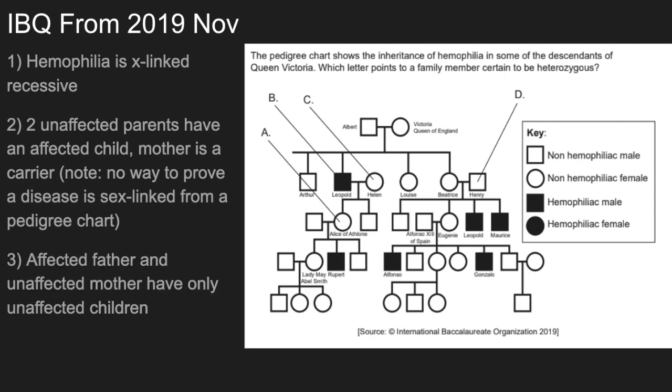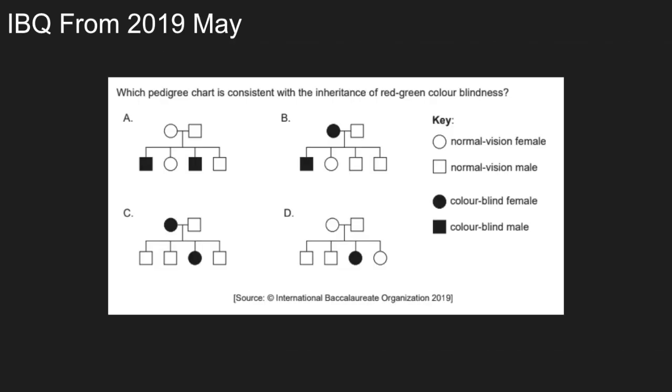From there on out, you can apply some further knowledge. For C, you cannot definitively say that Helen is heterozygous, but for A, you can definitively say that she is heterozygous, as both parents are unaffected and they have an affected child, but we do know that also the father cannot be a carrier. So the correct answer here is A.